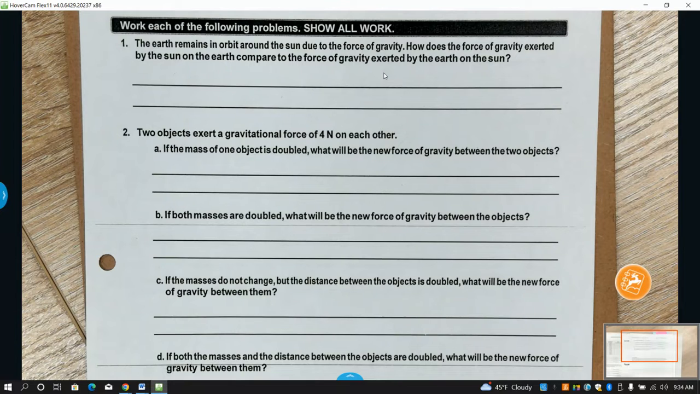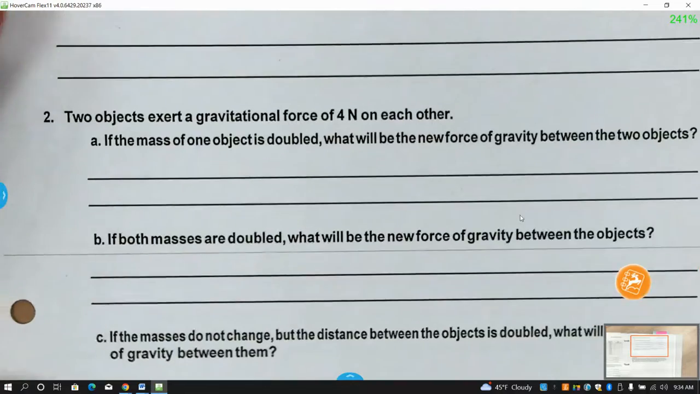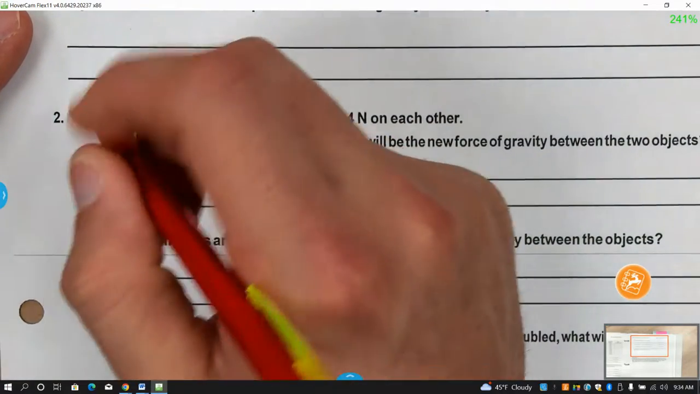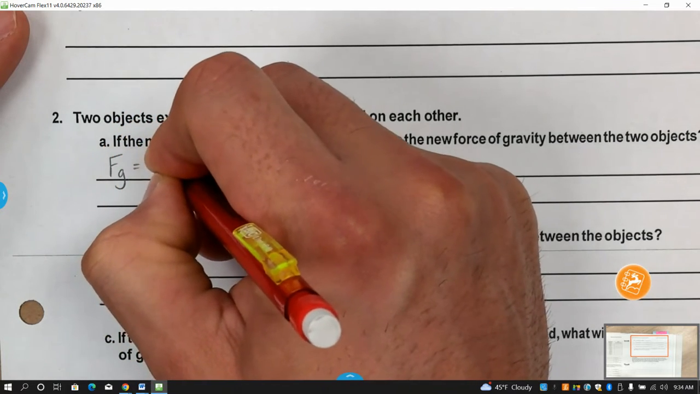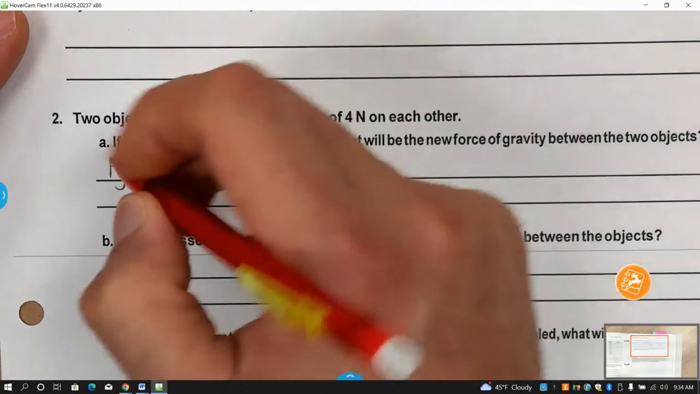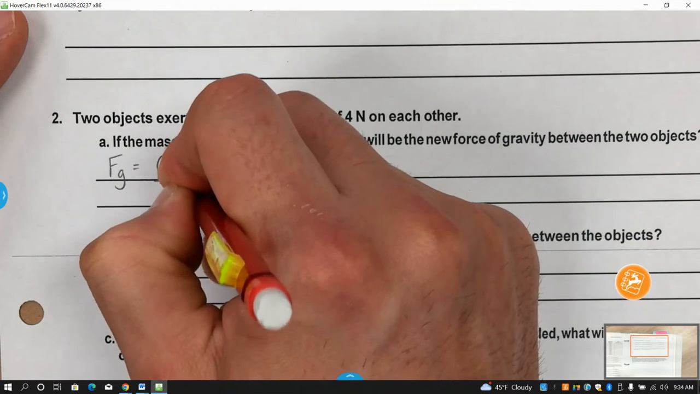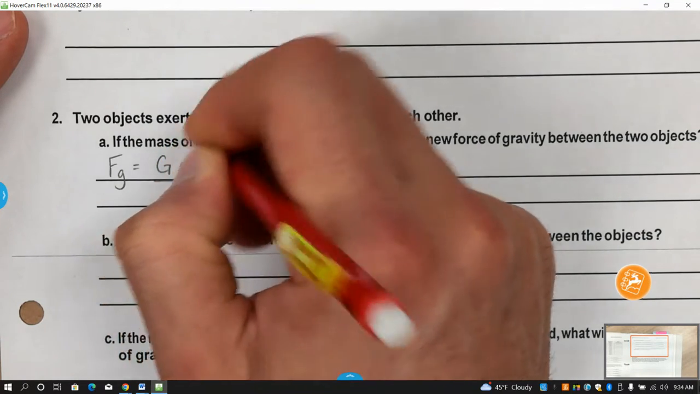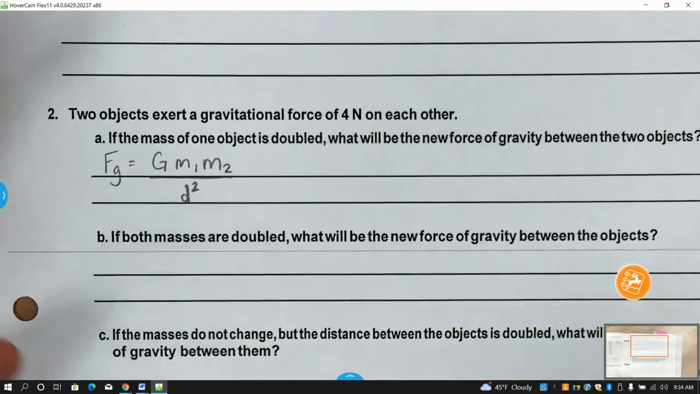Okay, next one. So what we need to do for this is look at Newton's law of gravitation. It is big G times m1 times m2 divided by the distance between them squared, or the distance between their centers. Some places they may use r at the bottom.